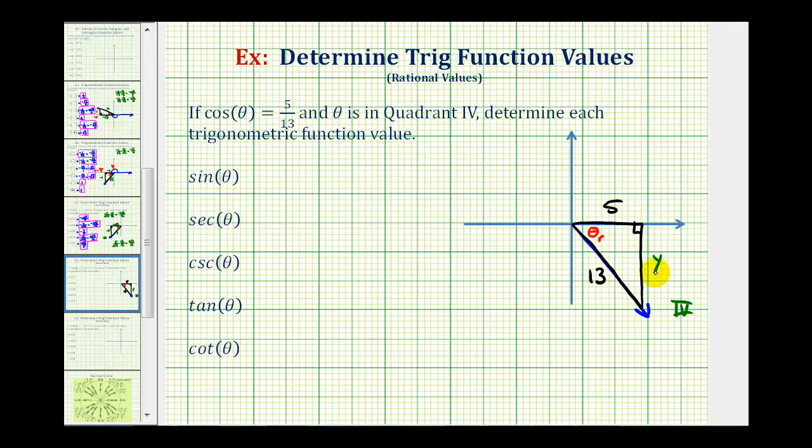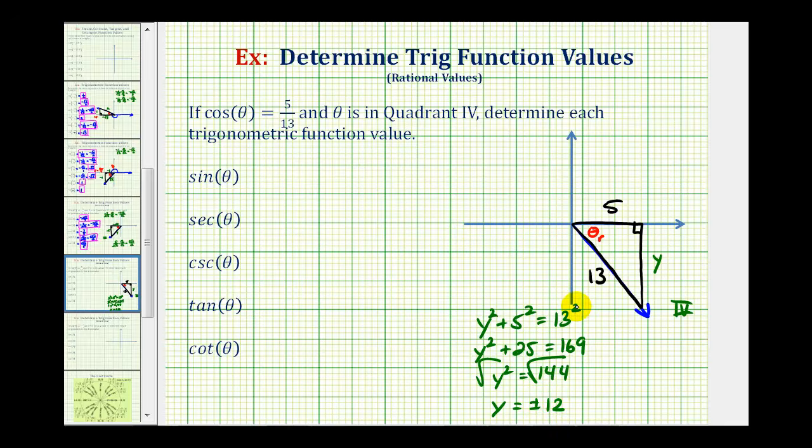Now we should recognize this right triangle as a 5, 12, 13 right triangle, but just in case we don't, we can find y using the Pythagorean theorem. We would have y squared plus 5 squared must equal 13 squared. So we'd have y squared plus 25 equals 169. Subtract 25 on both sides, we have y squared equals 144. And now square root both sides of the equation. Remember, y can be both positive or negative, so we have y equals plus or minus 12.